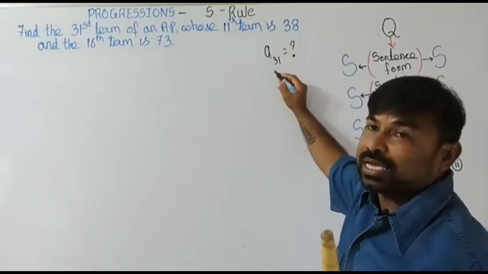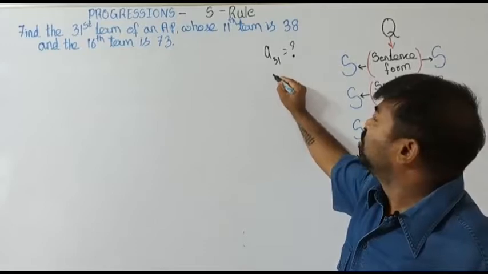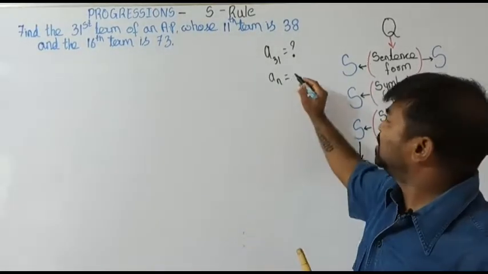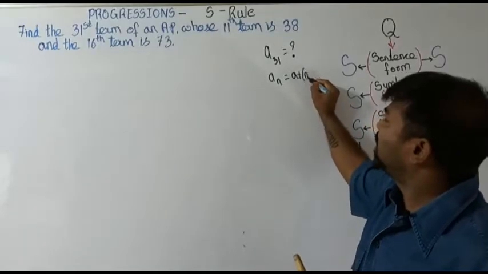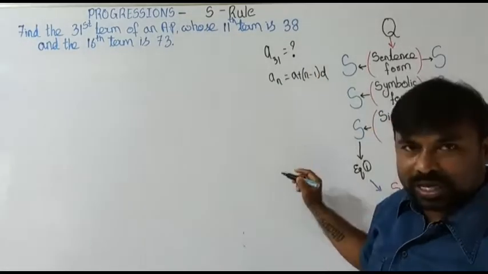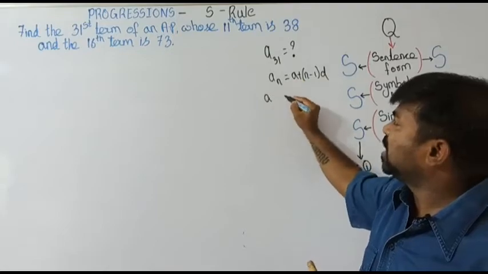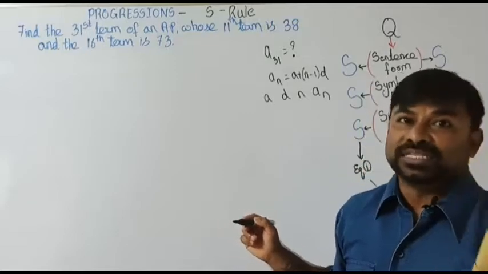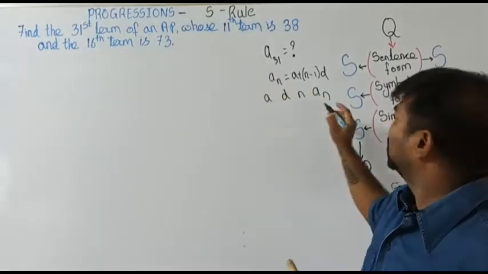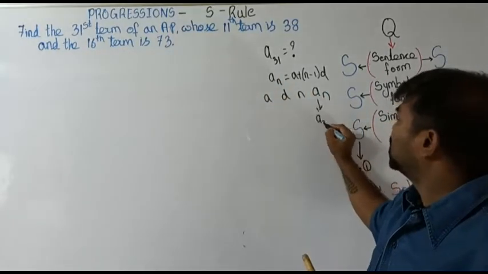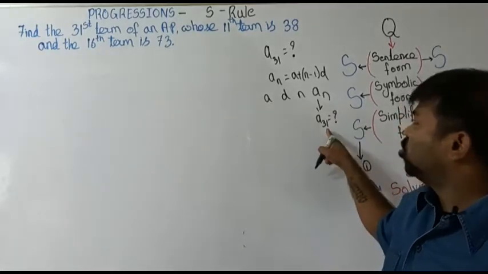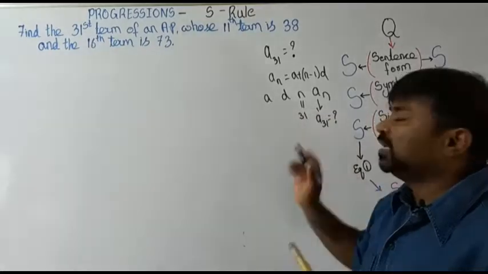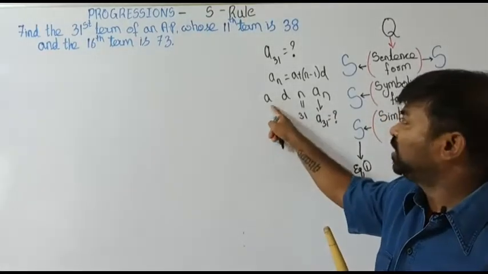I said earlier, to find any term, we have to go for the nth term formula. What is the nth term formula? a plus (n minus 1) into d. Now what are all the variables here? a, d, n, an. These are all the 4 variables present in the nth term formula. He is asking us to find the 31st term. That's the question. By seeing the 31, you can straight away say n equals 31. What are the 2 things missing?